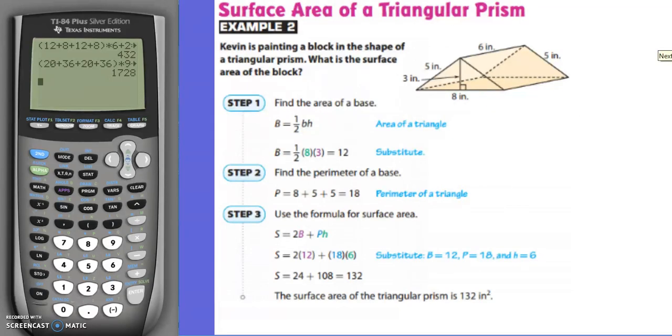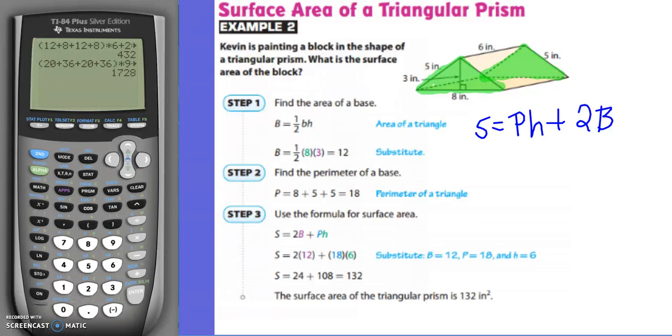All right, it says Kevin is painting a block in the shape of a triangular prism. What is the surface area of the block? Okay, so first we have our formula. Surface area equals the perimeter of the bases times the height of the prism plus twice the area of the base. So let's identify what our bases are. The bases are the triangles. So we have this triangle and this triangle.